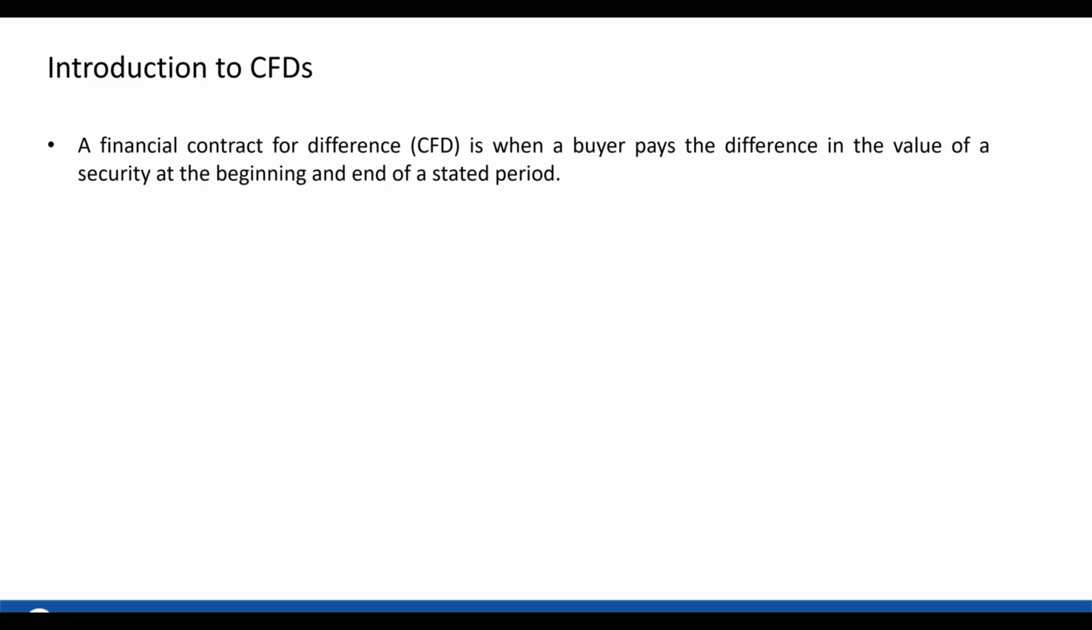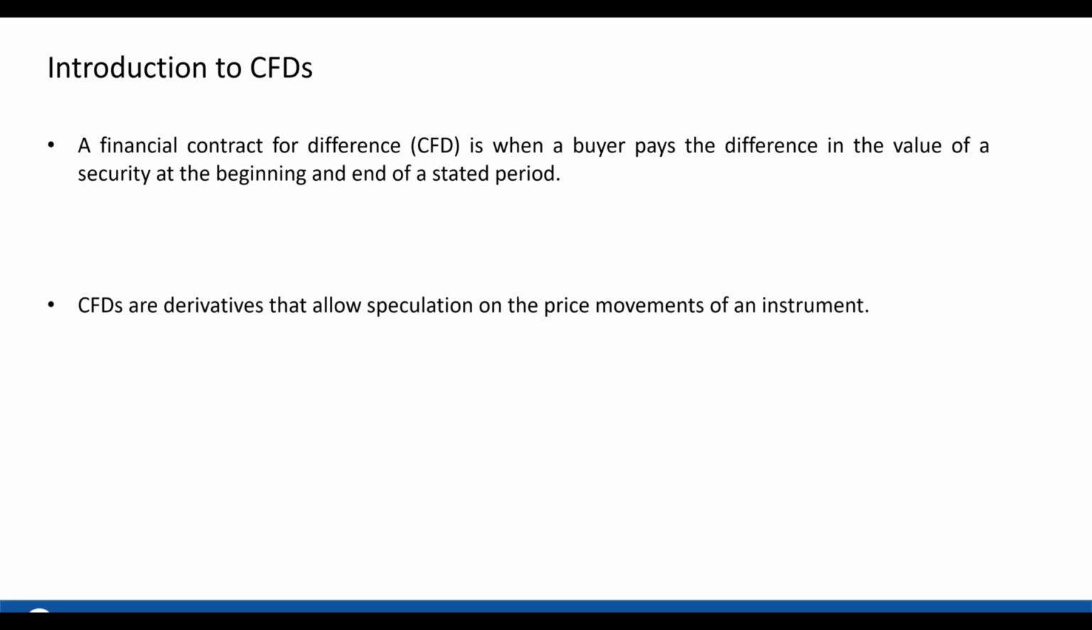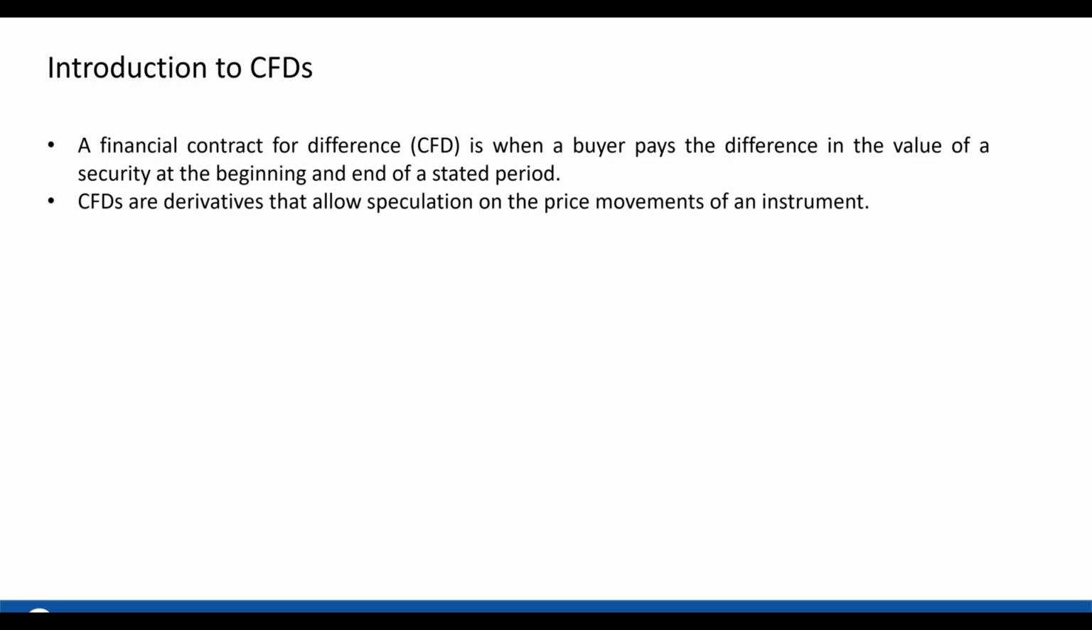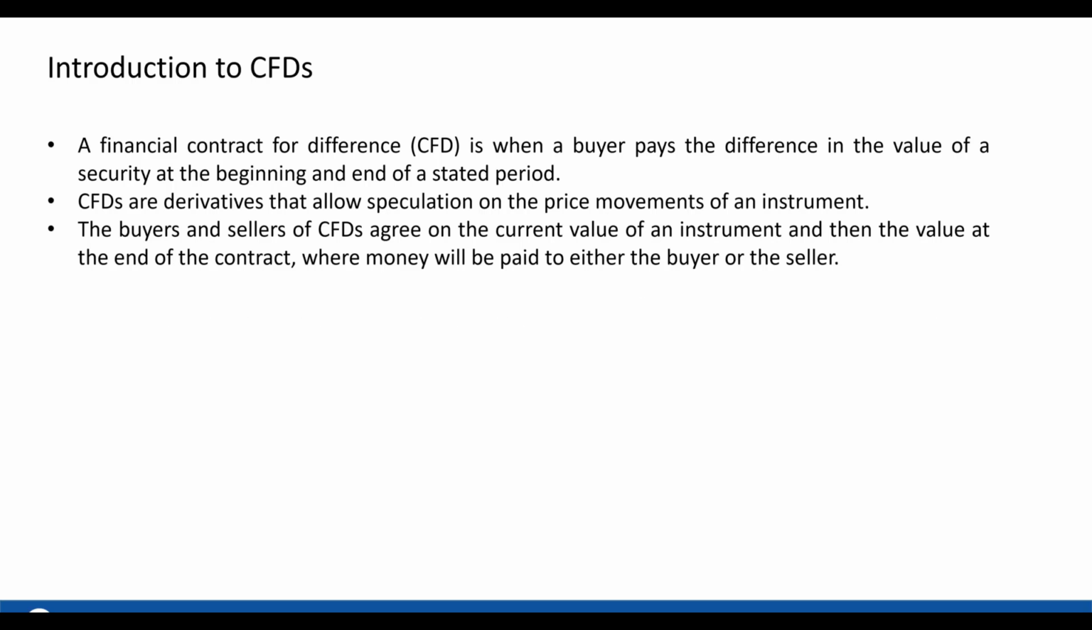Introduction to CFDs. A financial contract for difference, or CFD, is when a buyer pays the difference in the value of a security at the beginning and end of a stated period. CFDs are derivatives that allow speculation on the price movements on an instrument. The buyer and sellers of CFDs agree on the current value of an instrument and then the value at the end of the contract, where money will be paid to either the buyer or the seller.